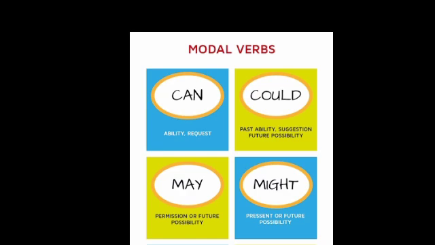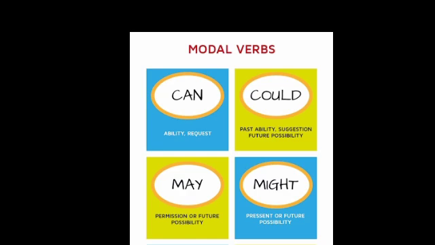Children, already you had studied auxiliary verbs, which can be classified as primary auxiliaries and modal auxiliaries. Primary auxiliaries are is, am, are, was, were, have, has, had, do, does, did. Then modal auxiliary verbs are will, would, shall, should, can, could, may, might, must, need, dare, ought to, used to.